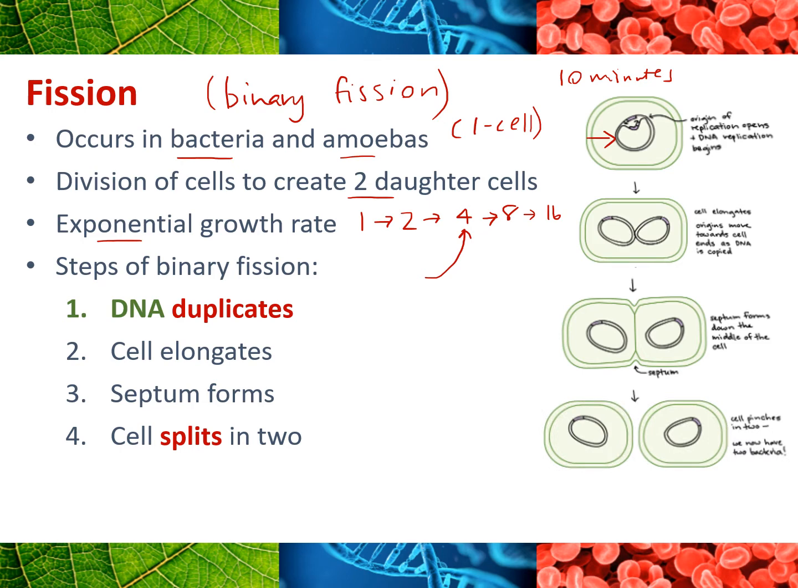So the DNA duplicates, so we get 2 exact copies here, and the cell has actually elongated, it's stretched out a little bit there. Then we get a thing called the septum forming.